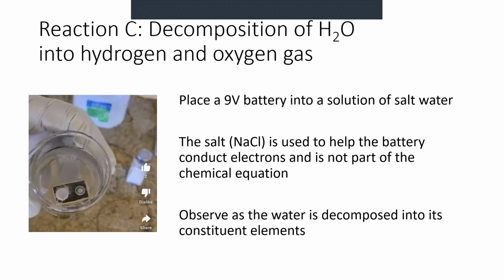And as always, you're going to do that and note which of the 5 indications you saw that indicated a chemical reaction was taking place.